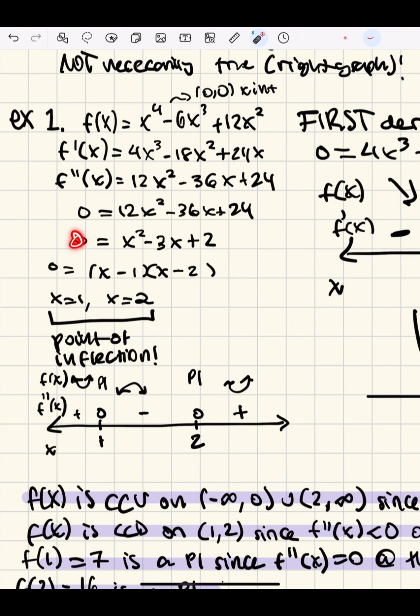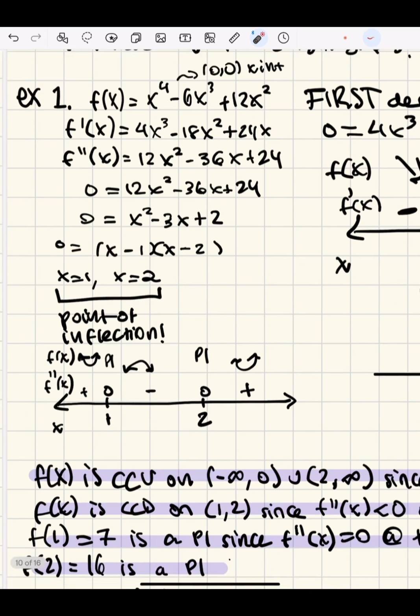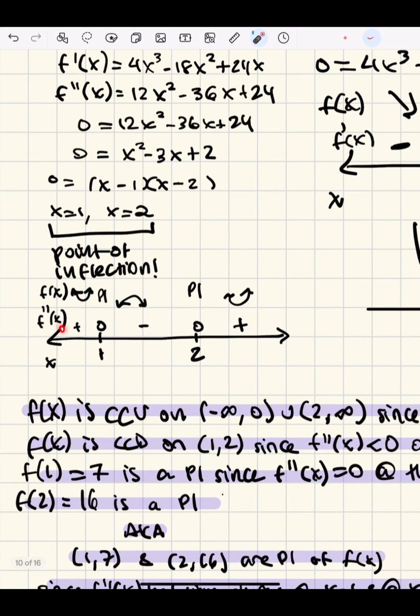So we want to set equal to 0. They're basically potential candidates for points of inflection. We factor. You all know how to factor. And we end up with x equals 1 and x equals 2. So the same way we did a first derivative number line, we're going to do a second derivative number line.